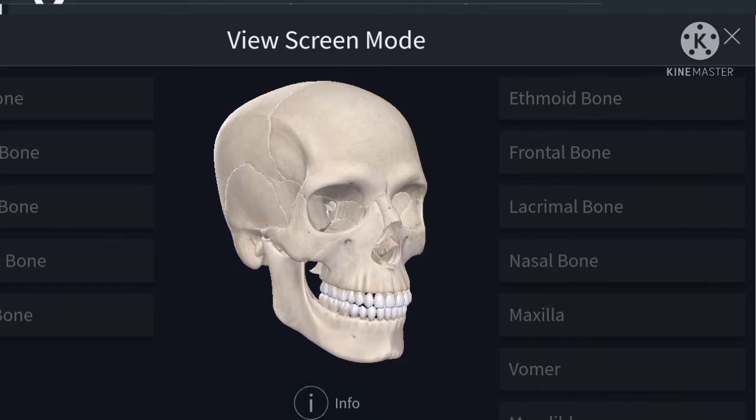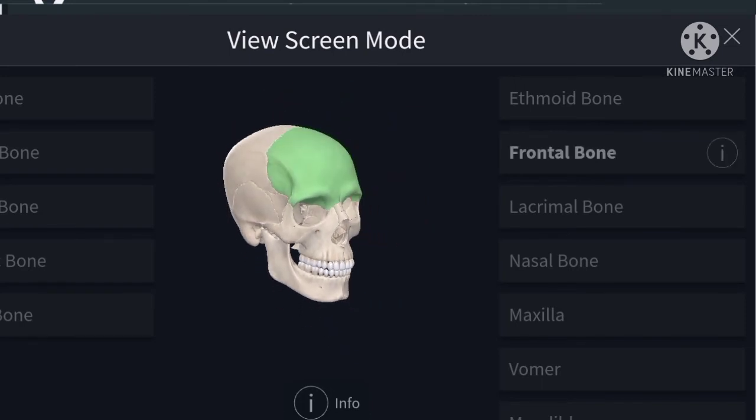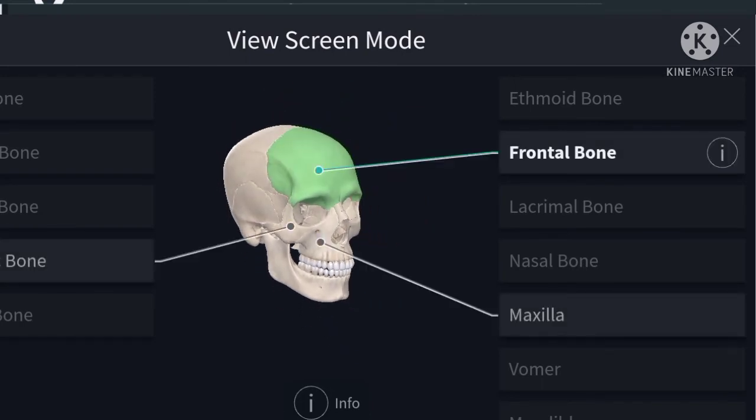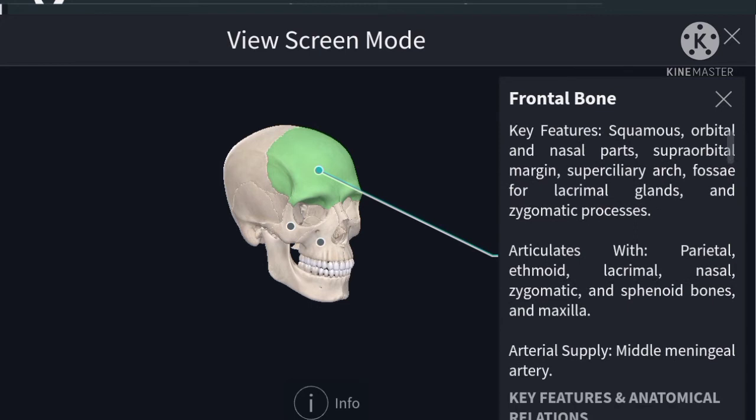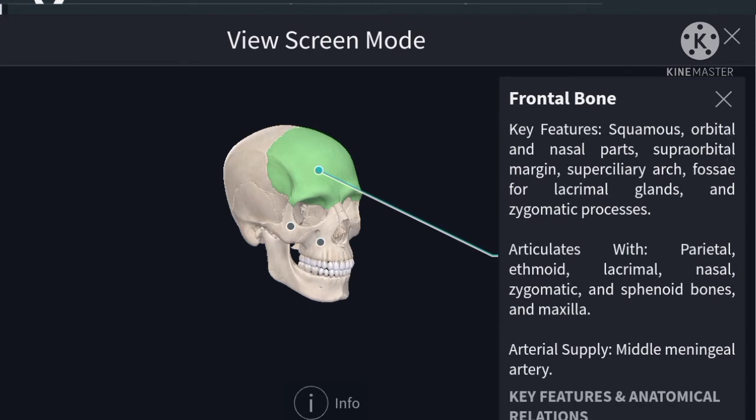Now we will see the frontal bone. As you can see here, this is a frontal bone and it is a type of flat bone which is located in the neurocranium. It articulates with the parietal, ethmoidal, lacrimal, nasal, zygomatic and the sphenoid bone and the maxilla, and it is supplied by the middle meningeal artery, as you can see here.